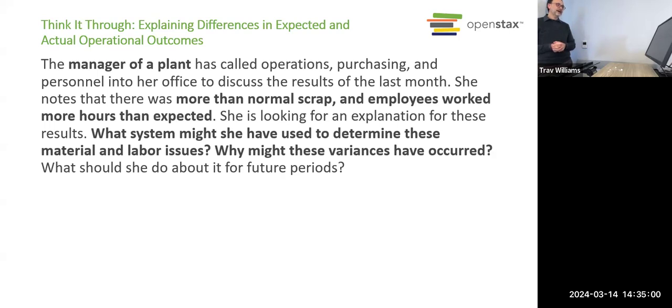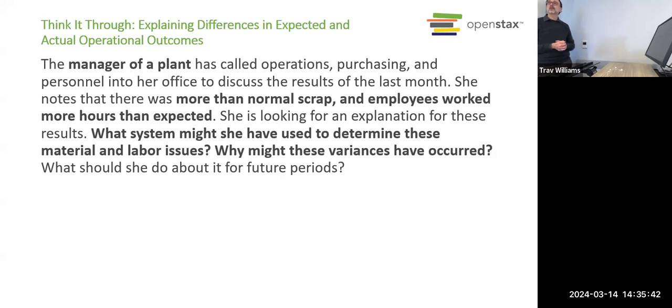The harder question, why might these variances have occurred? Why might we end up with more scrap material than usual? Emma. Rework. Okay, so it definitely could be that the material is inferior, that's causing more wasted material, and the employees have to spend more time fixing it. That could be. There could be other factors.